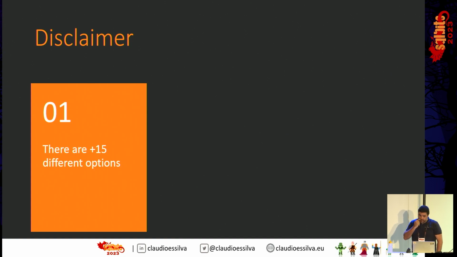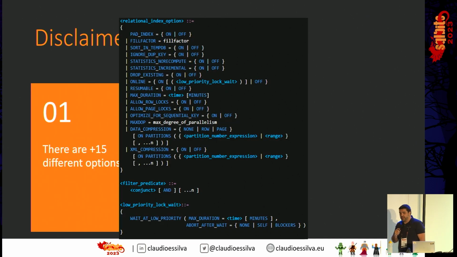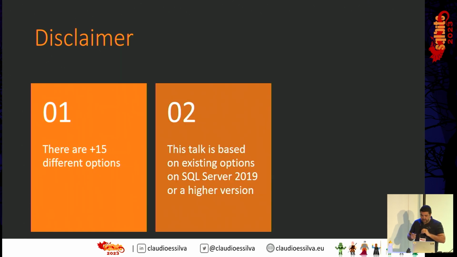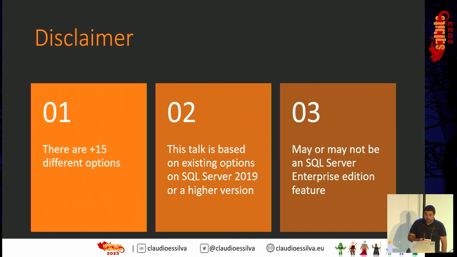First disclaimer: there are more than 15 different options to deploy an index, depending on the version, edition, and so on. Also, as I said before, it's Standard and Enterprise, but it's also based on the 2019 or 2022 versions, sorry. Meaning that if you go back to previous versions, you may not encounter these options there. I will make notes, because the option we are talking about may or may not be an Enterprise feature.